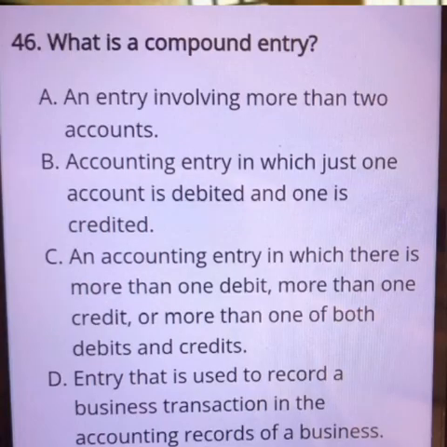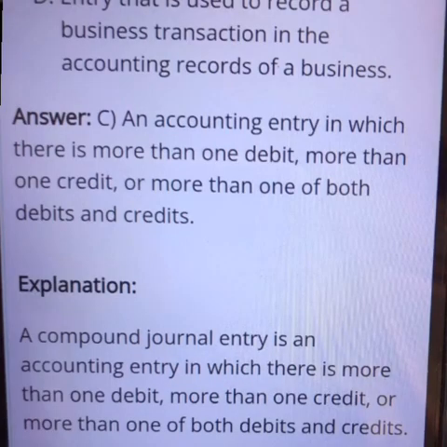Question number 46. What is a compound entry? A. An entry involving more than 2 accounts. B. Accounting entry in which just one account is debited and one is credited. C. An accounting entry in which there is more than one debit, more than one credit, or more than one of both debits and credits. D. Entry that is used to record a business transaction in the accounting records of a business. Answer is C. An accounting entry in which there is more than one debit, more than one credit, or more than one of both debits and credits.